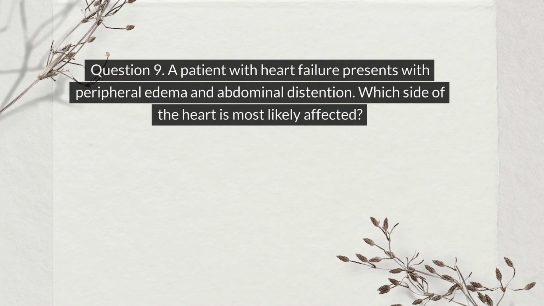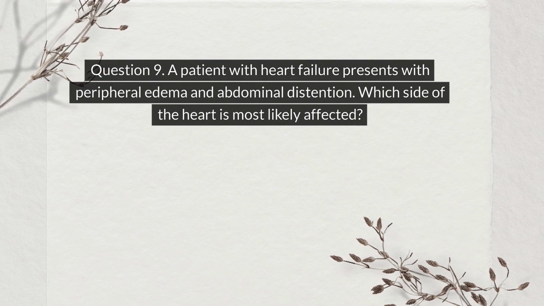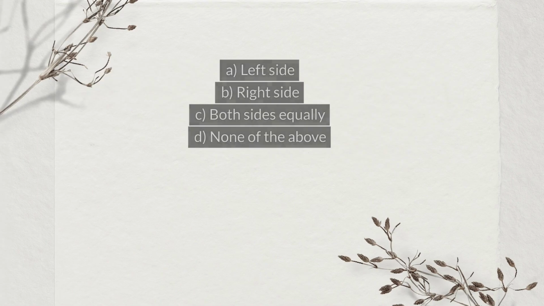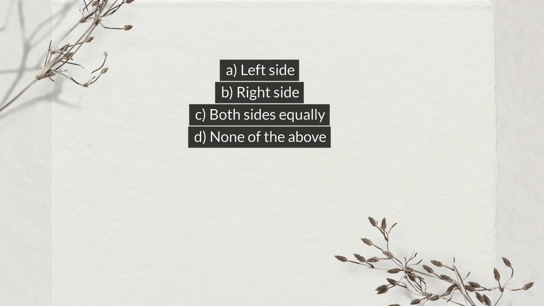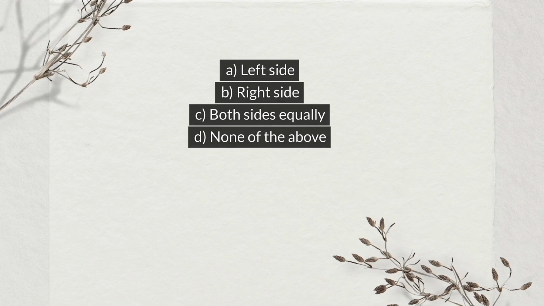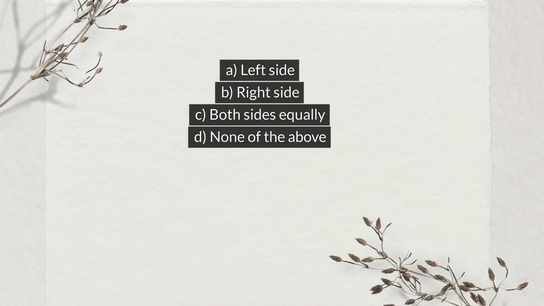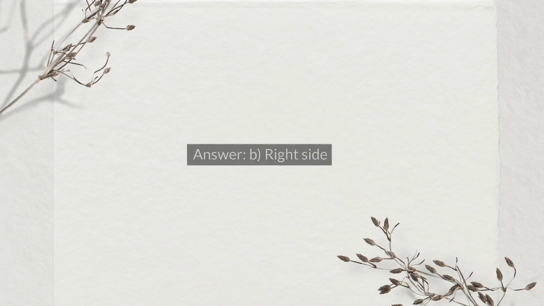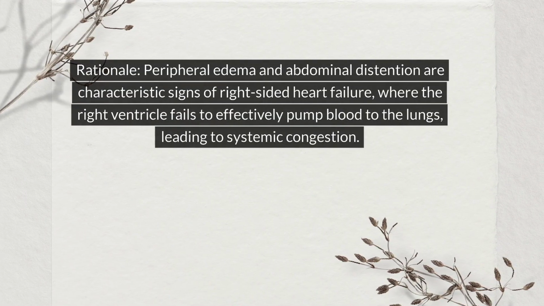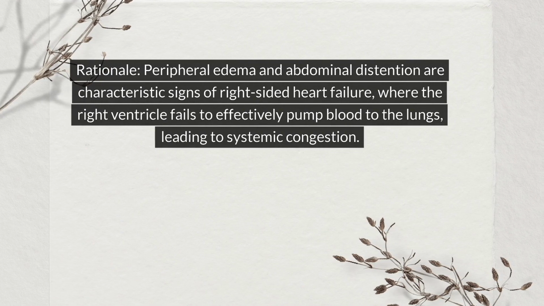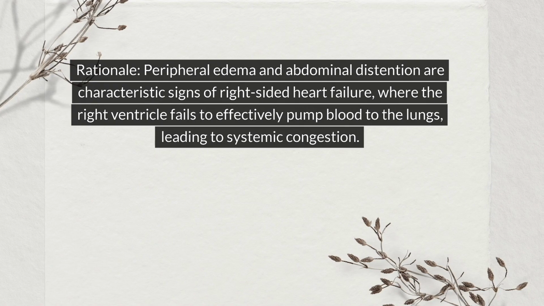Question 9. A patient with heart failure presents with peripheral edema and abdominal distension. Which side of the heart is most likely affected? A. Left side. B. Right side. C. Both sides equally. D. None of the above. Answer: B. Right side. Rationale: Peripheral edema and abdominal distension are characteristic signs of right-sided heart failure, where the right ventricle fails to effectively pump blood to the lungs, leading to systemic congestion.